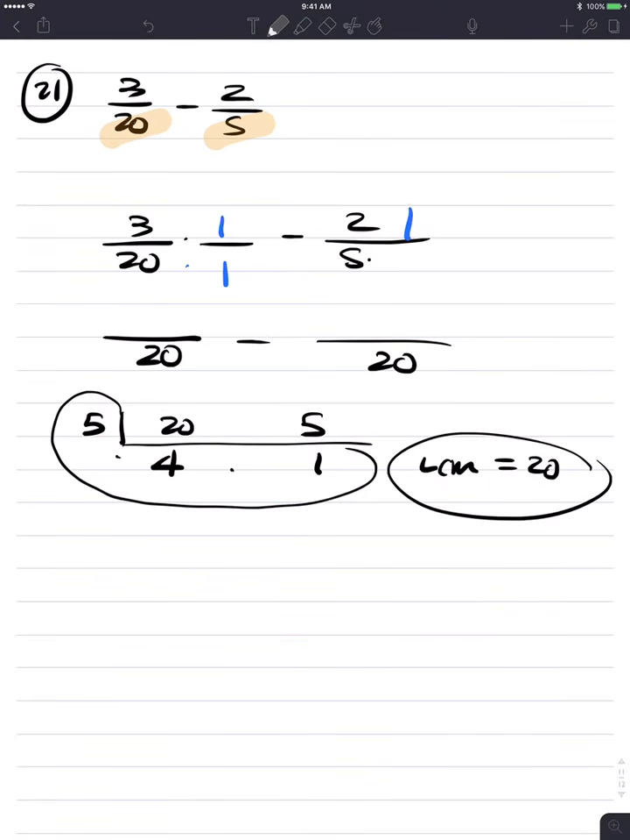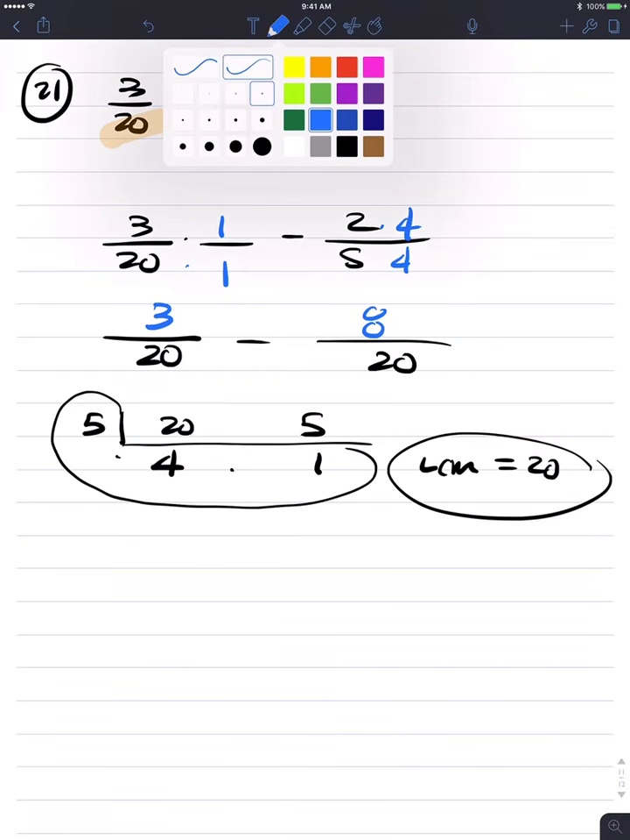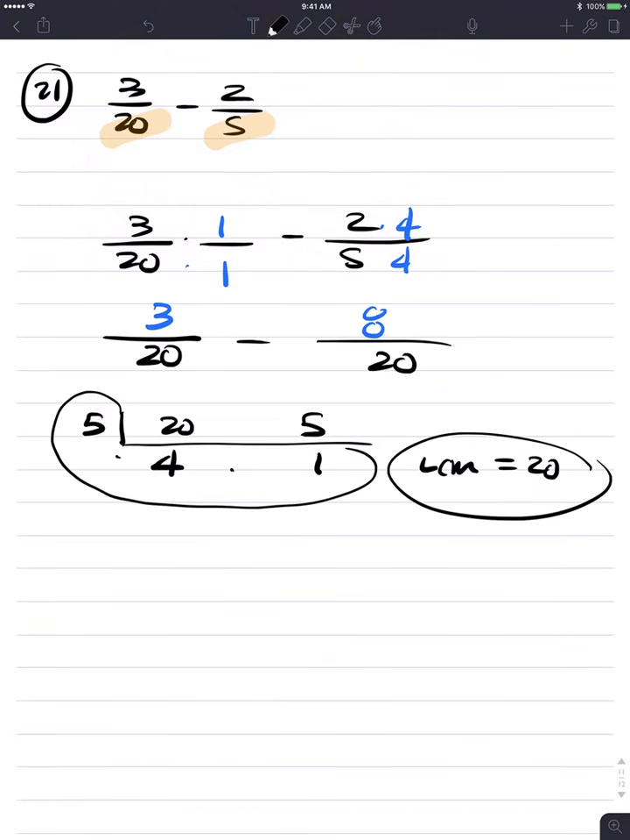To summarize, 1, 1, 4, and 4. Multiplying my numerators and my denominators here. We get 3 times 1, which is 3. 2 times 4, which is 8. If I do the arithmetic, 3 minus 8 over 20 is actually -5 over 20.